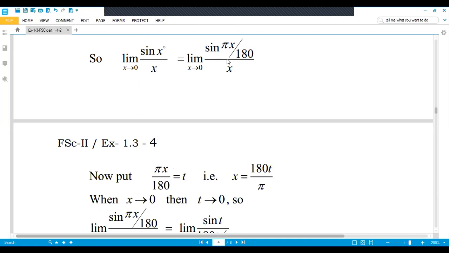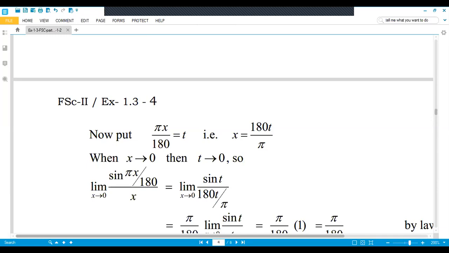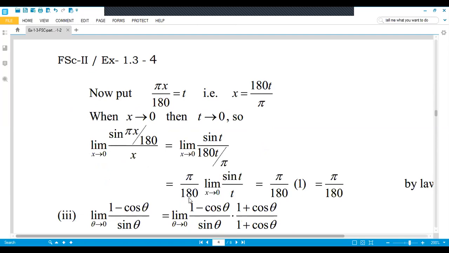Now in the original question we have to put this supposition, sine pi x over 180. So pi x over 180 we suppose t, and x is equal to 180 t over pi. If something is in the denominator, it will come in the numerator, and 180 is a constant, so we take it out from the limit, pi over 180.